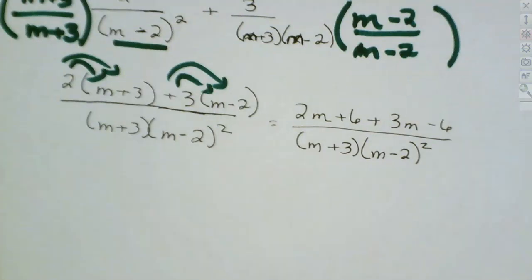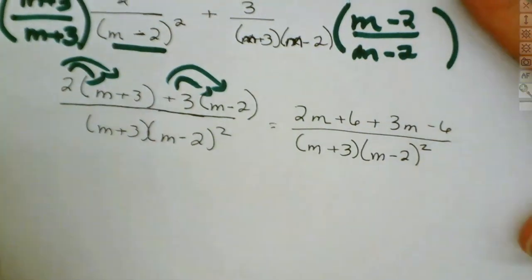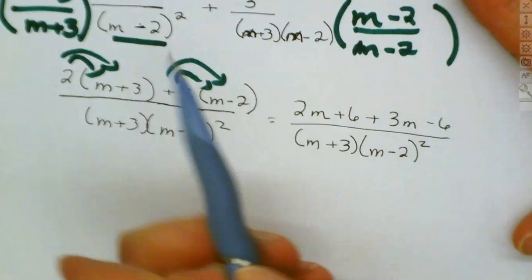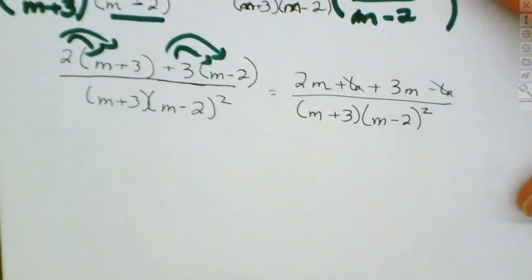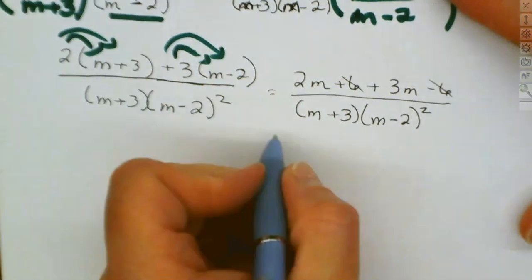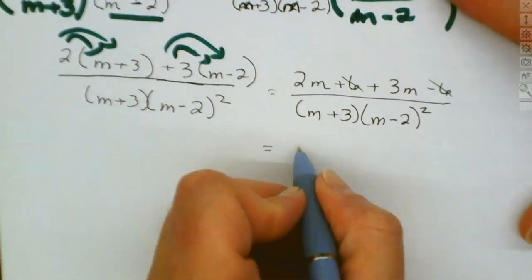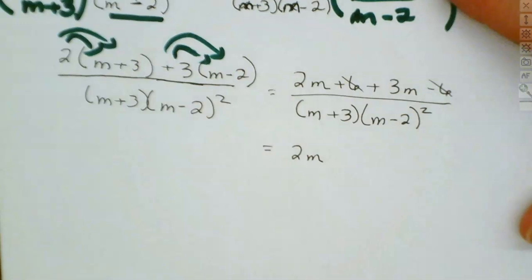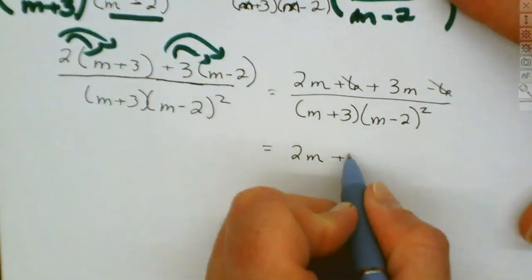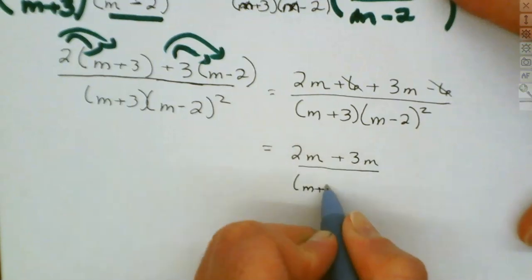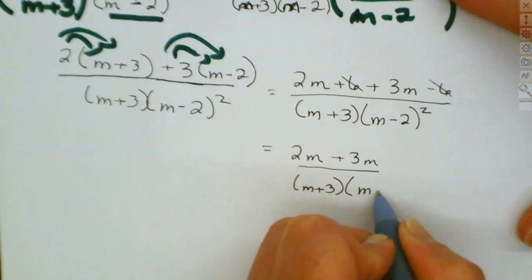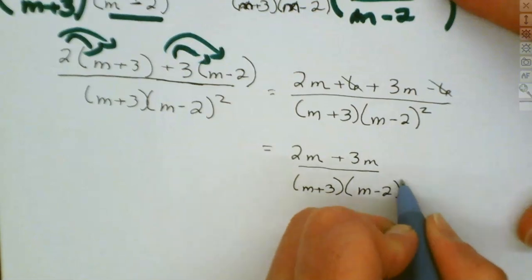Now, what can we do here? Well, we need to combine like terms. These are on the same denominator. So the 6 and the negative 6, those can cancel. What's left over then? Let's rewrite it. What's going to be left over is 2m plus 3m over m plus 3, m minus 2, quantity squared.